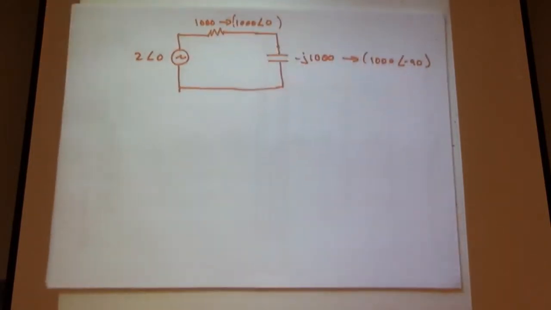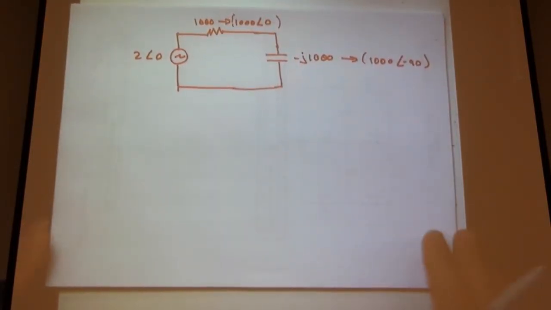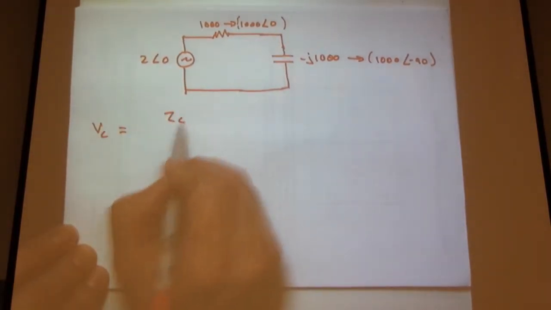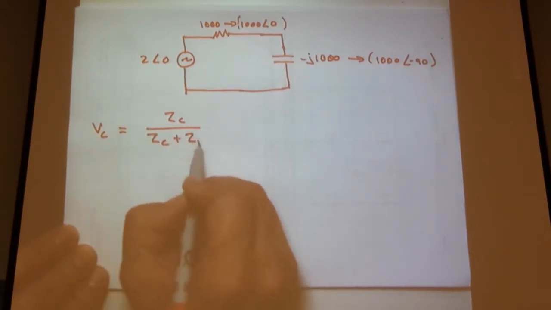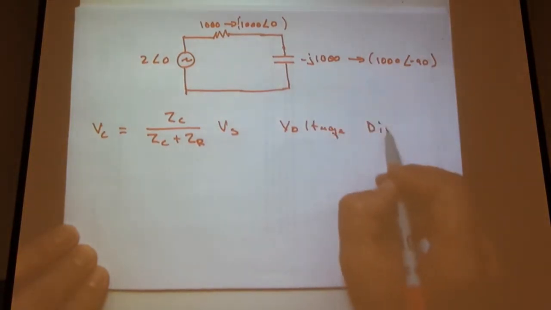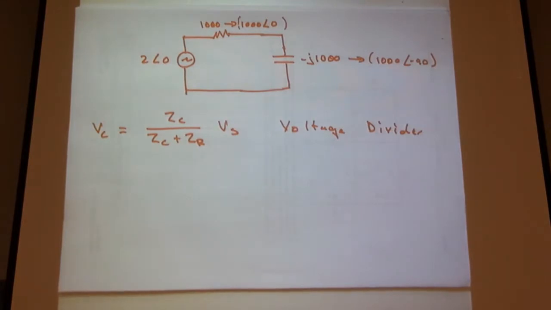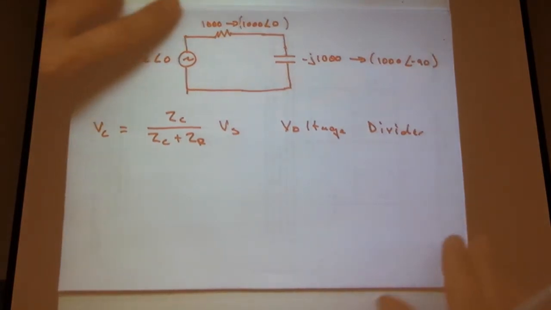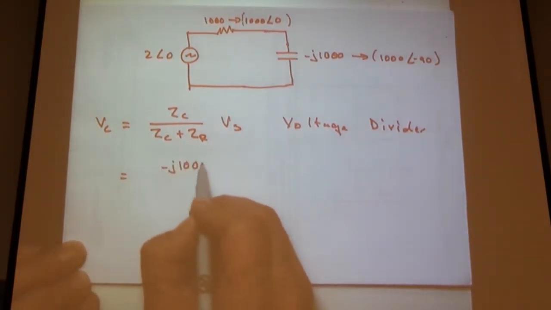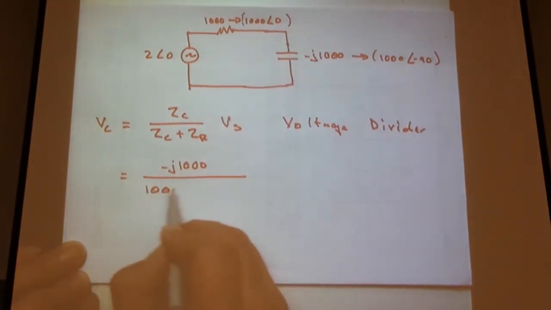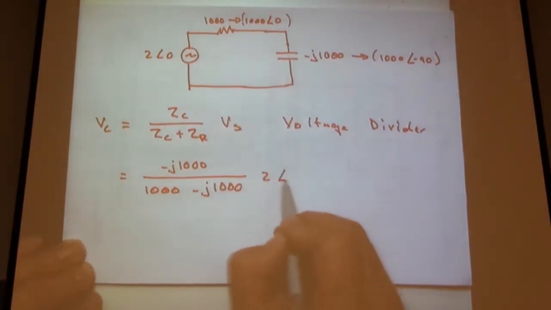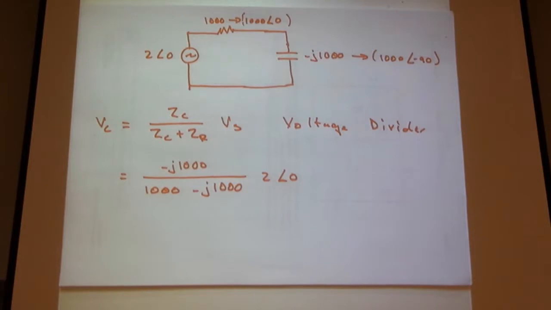So the question now becomes, what's VC? And we did this last class and we did it yesterday, so it's a little bit of a repeat, but VC, by definition, is ZC over ZC plus ZR times Vs, our familiar voltage divider. And we can plug in our values. Minus J 1,000, over 1,000 minus J 1,000, reverse the order on this bottom here, and 2 angle 0.